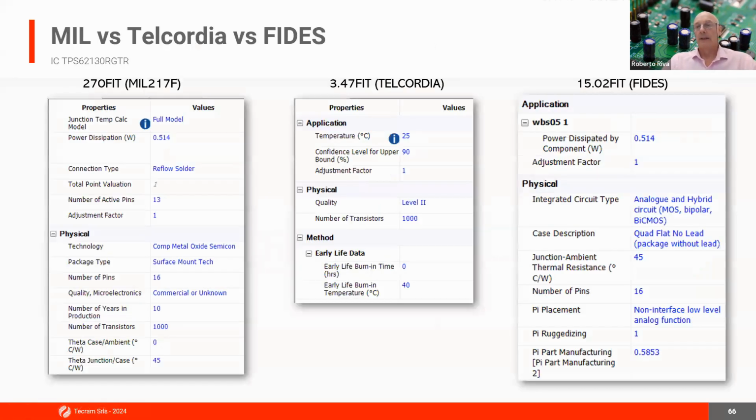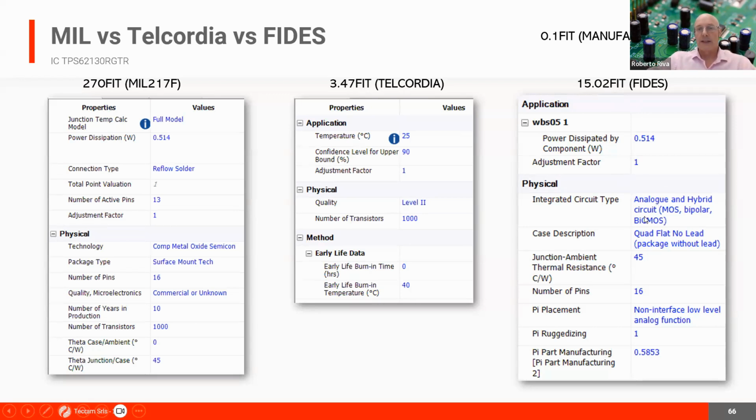Again, we plugged it in. Again, we had the manufacturer data, and we measured one against the other, and we can see MIL is completely out, 0.1 against 3.47, and FIDES about 50. So from here, I can just stop a second on this slide.